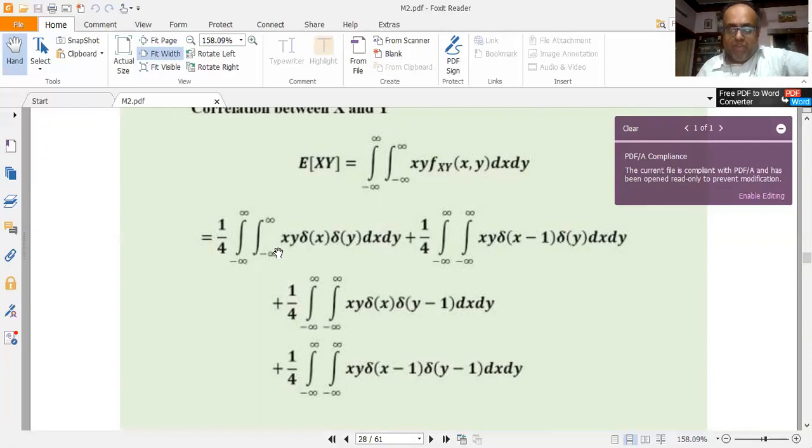Now, I am going to evaluate the inner integral. I am going to evaluate the integral from minus infinity to plus infinity of x delta of x. The result that I get for this, I shall combine with y delta of y dy, and then integrate with respect to y. That's how I am going to do it.